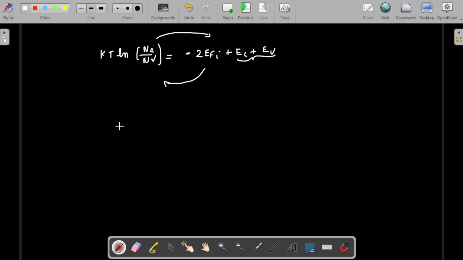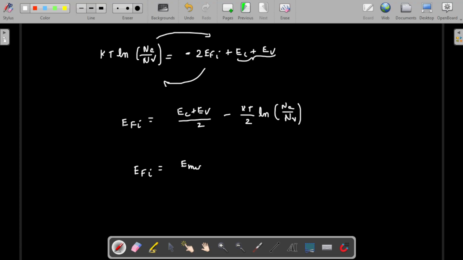So this will become positive. EFi, let's also divide it by 2. So this will be EC plus EV divided by 2, minus KT divided by 2 ln of NC divided by NV. So this is the mid level. We can write this as EFi equal to E mid minus KT divided by 2 ln NC by NV.